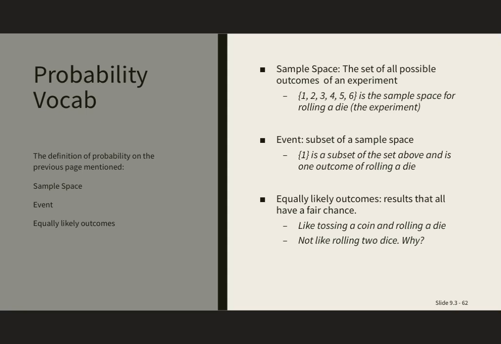Here's some probability vocab for you. You could jot these down in your probability notes there. Hopefully you have some room. Just these three terms: sample space, event, and equally likely outcomes. Sample space is simply the set of all possible outcomes of an experiment. 1, 2, 3, 4, 5, 6, that's a list, that's a set. It's the sample space for rolling a die, which we could also call the experiment.